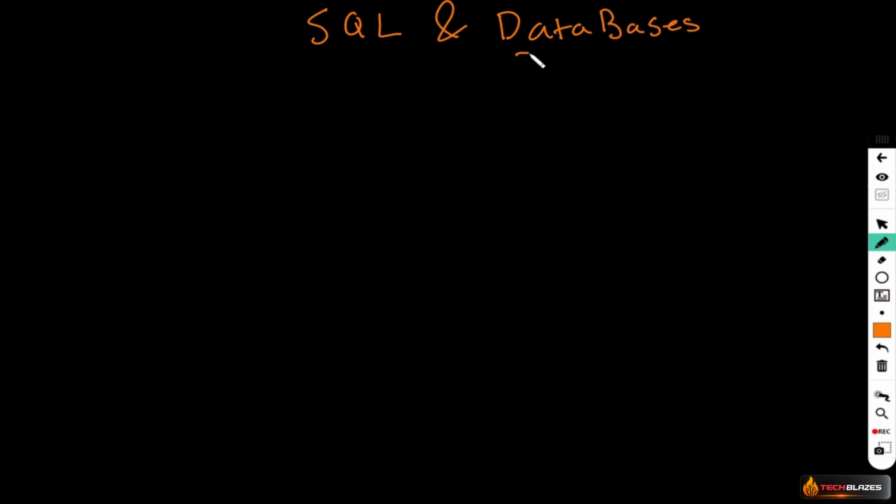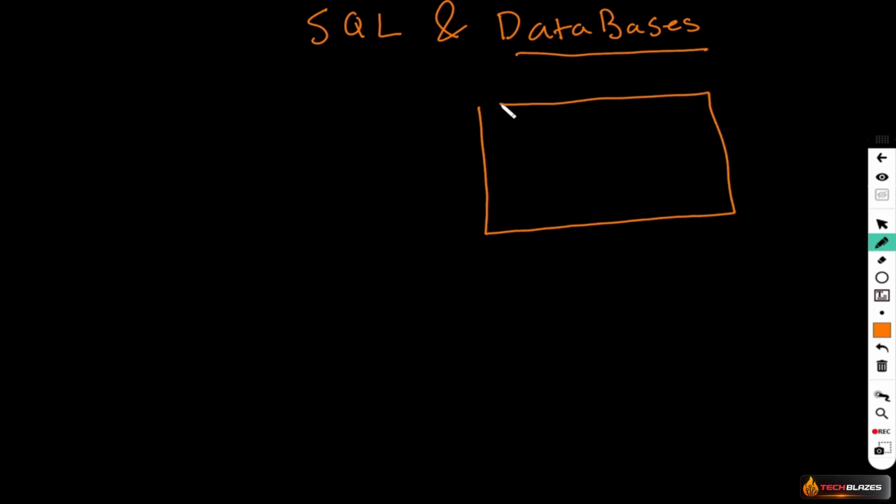So let's start with databases first. So what is a database? Well, think of a database as a section of memory in your server. So we'll call this your database. And in it, it will have multiple tables, sort of like an Excel sheet. So this will be table 1, and this will be table 2.